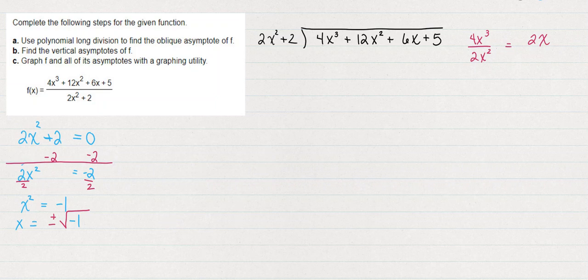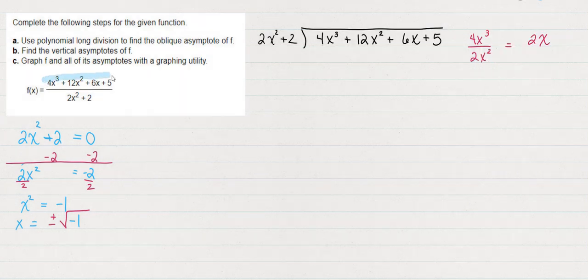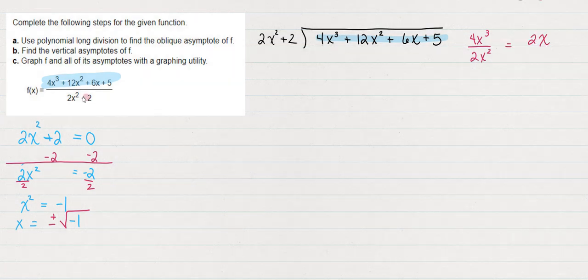If you recall from pre-calculus, using long division, we're going to write the numerator inside the bracket. So this 4x cubed plus 12x squared, so one goes inside the division bracket. And the denominator, the 2x squared plus 2, becomes the divisor. It's outside the bracket.